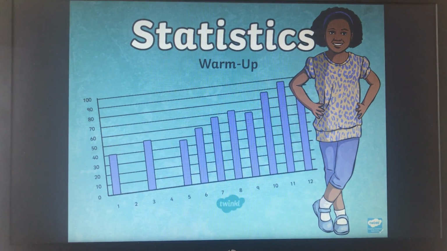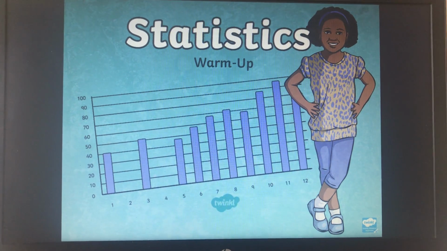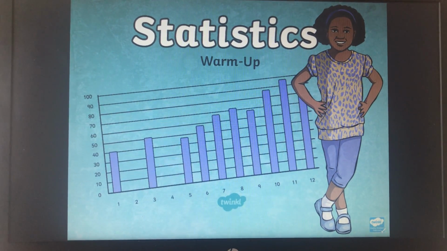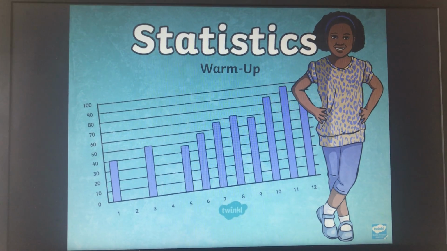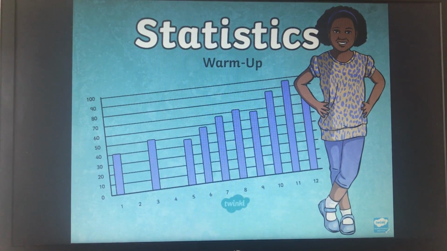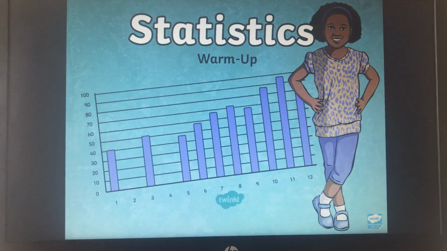Miss Hunter here. Your maths for this week is all based on statistics, so I've adapted this PowerPoint so I can explain it to you in a little bit more detail. We are going to be looking at bar charts, line graphs, tally charts and pictograms.